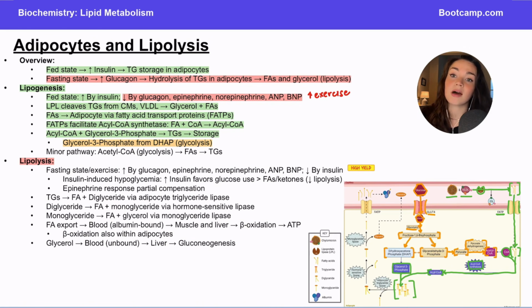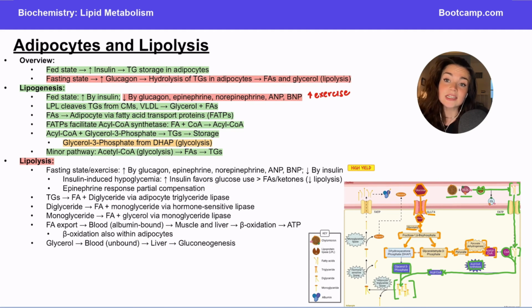One thing to note here, there is also a minor pathway for lipogenesis, where acetyl-CoA from glycolysis, that can just turn right into fatty acids, which then will merge into triglycerides. That's the minor pathway. That's unlikely to be tested compared to this mechanism, which we just finished walking through. All right, so that was lipogenesis, the storage of triglycerides.